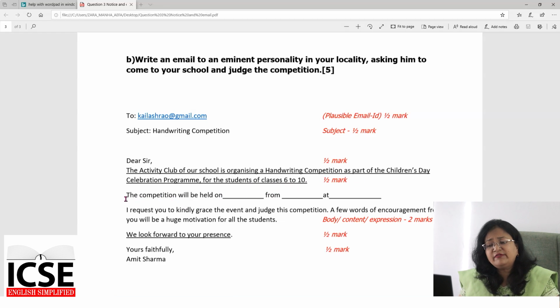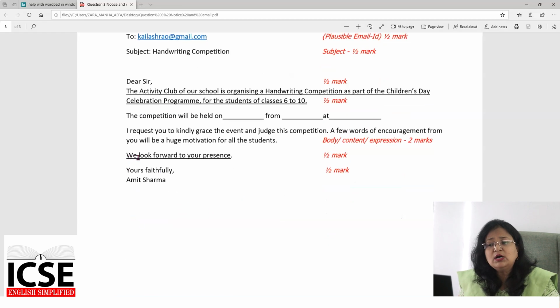The next paragraph, you include the details that you have given in the notice. Identical details. You cannot make changes here. There's a closing line. We look forward to your presence. It could be any other closing line that you think sums up your letter well. For this, you have half a mark. When you sign off, yours faithfully, for that you have another half a mark.